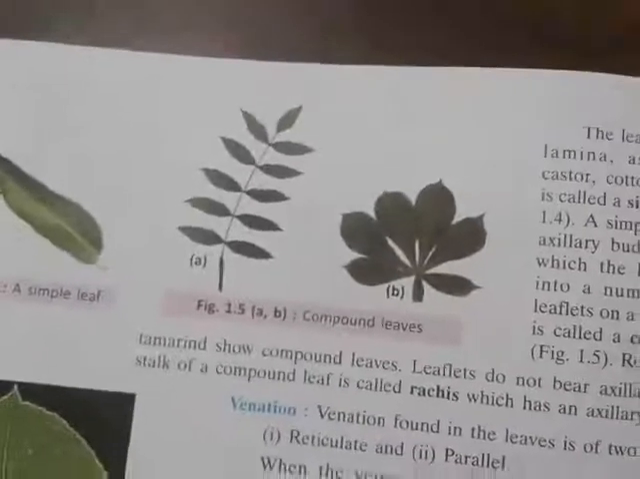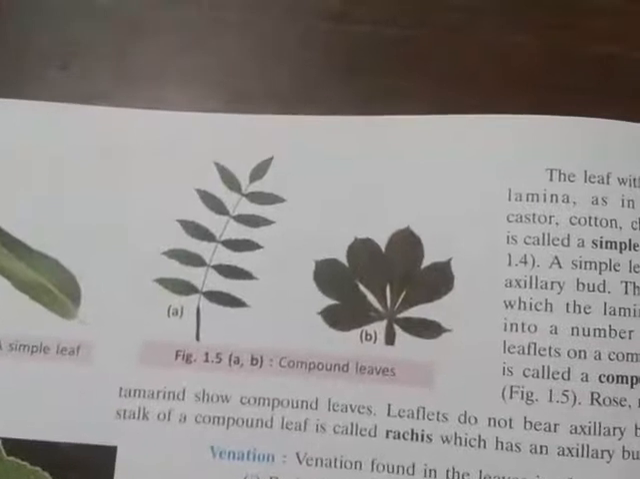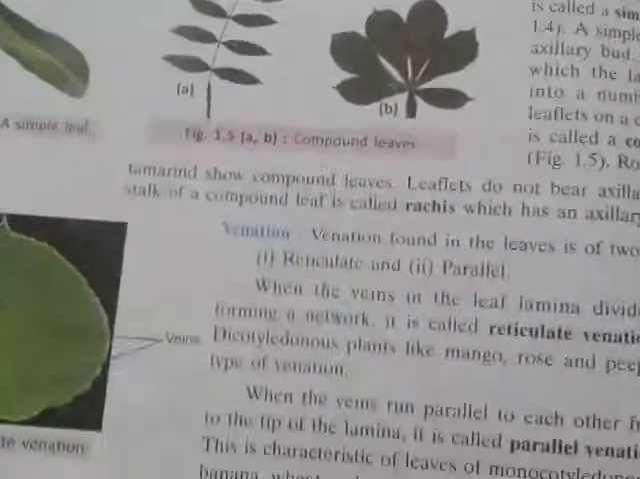And a compound leaf will arise when the lamina is divided. Lamina is divided, so that time it is your compound leaf. Or you can say that the leaf blade is divided. Okay, now coming to the point, that is your venations.